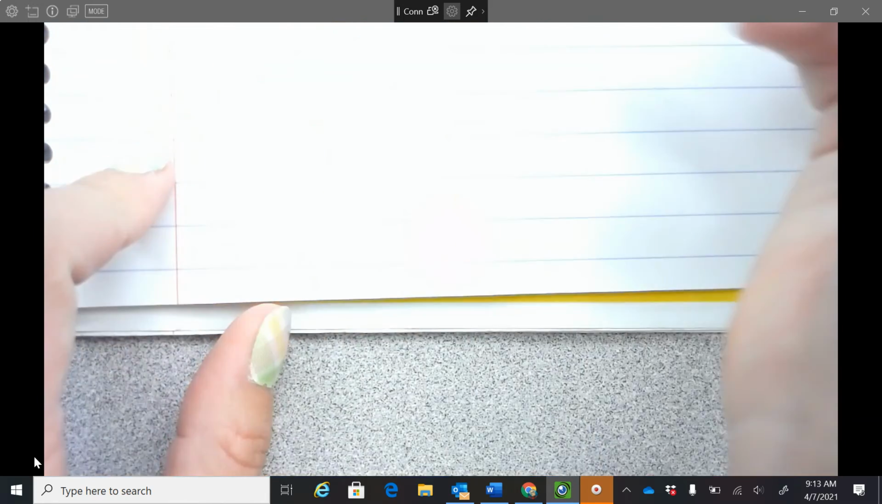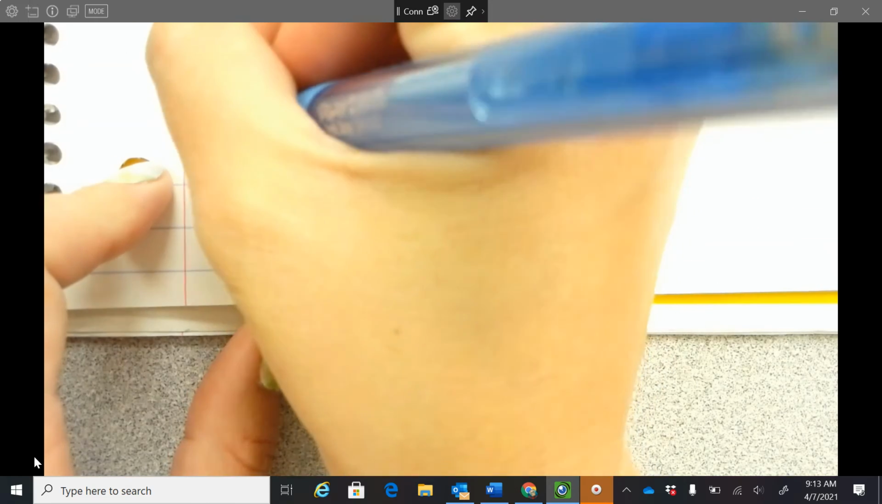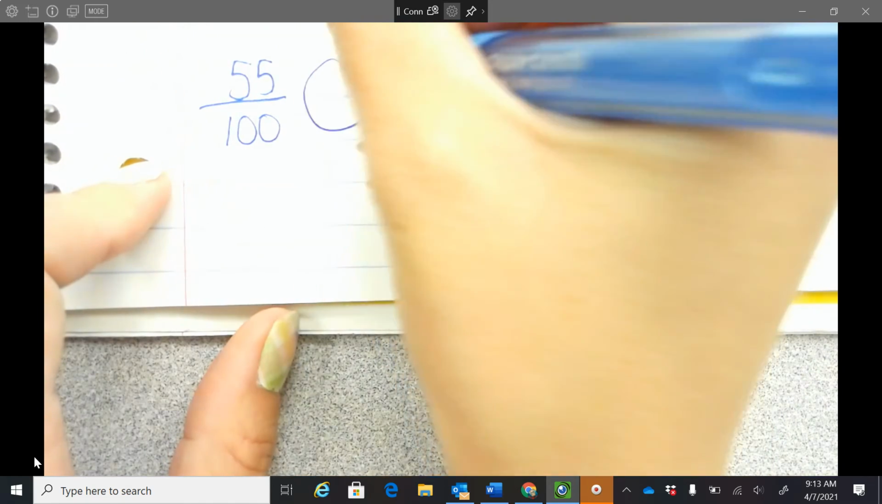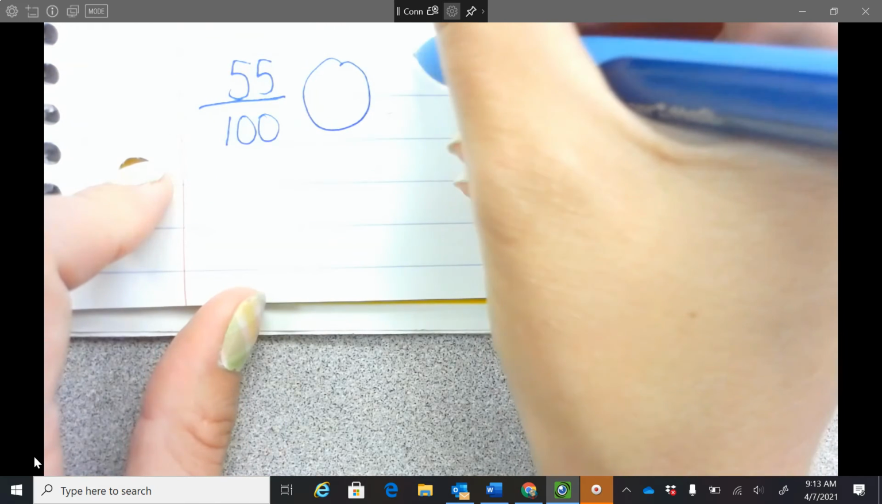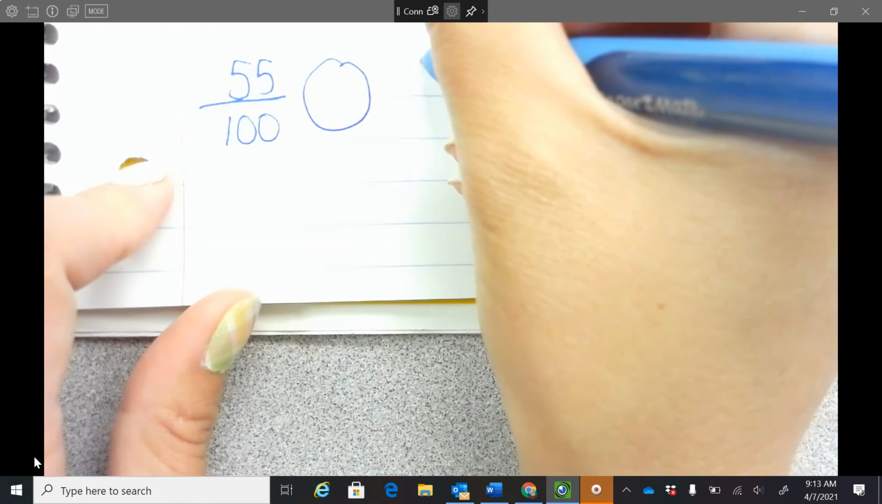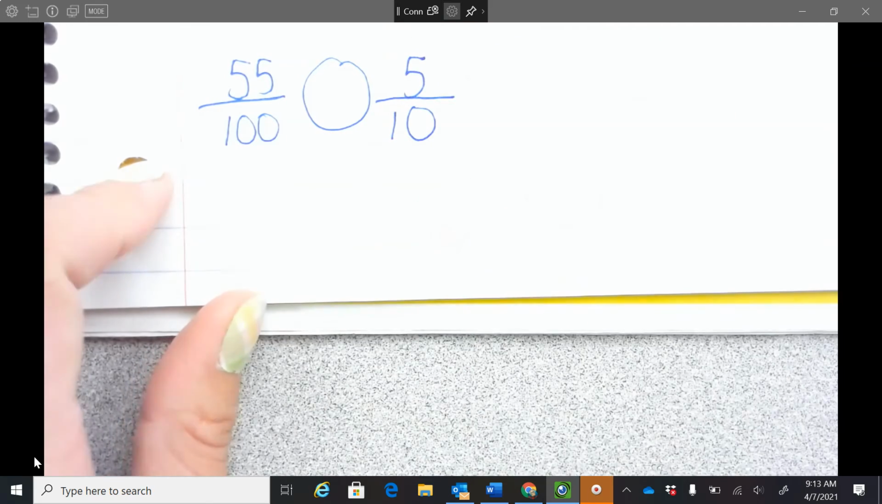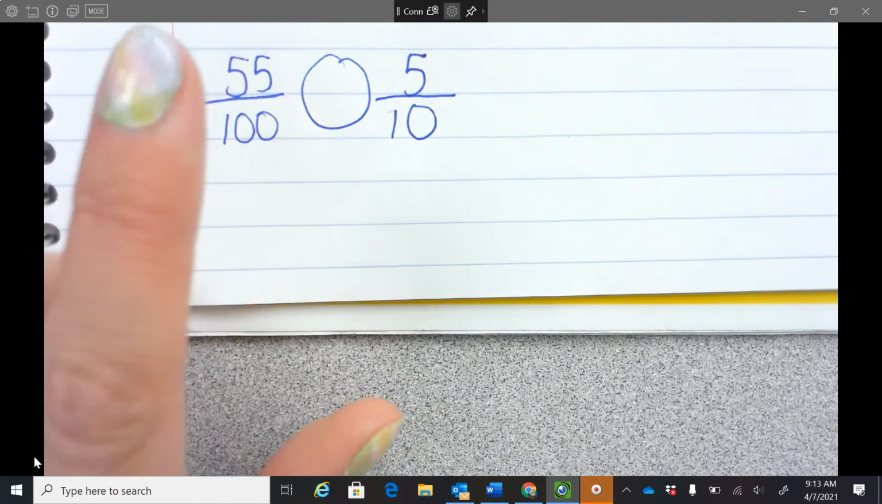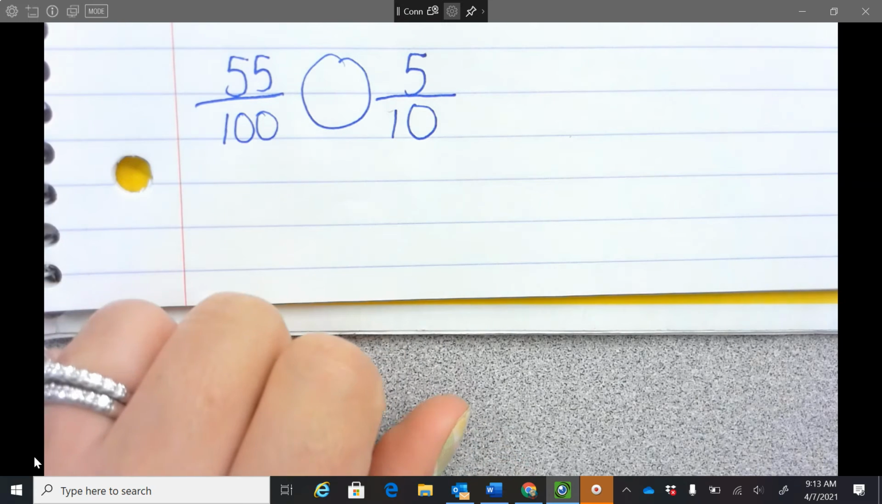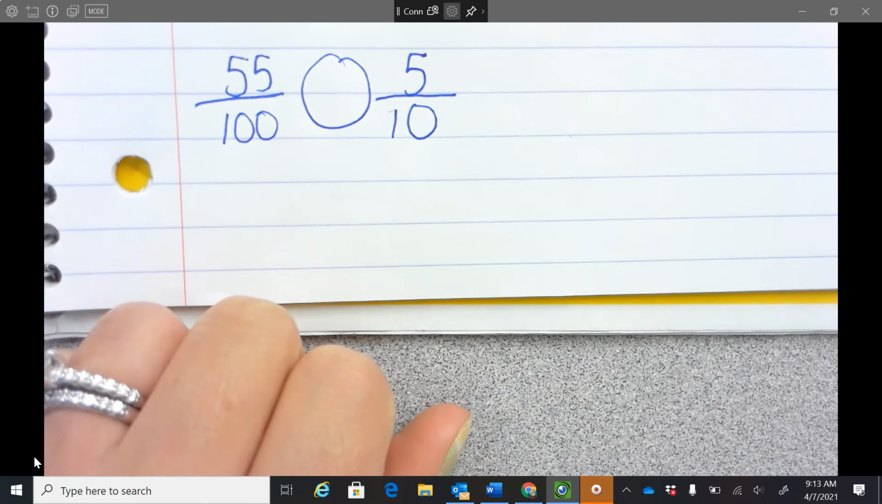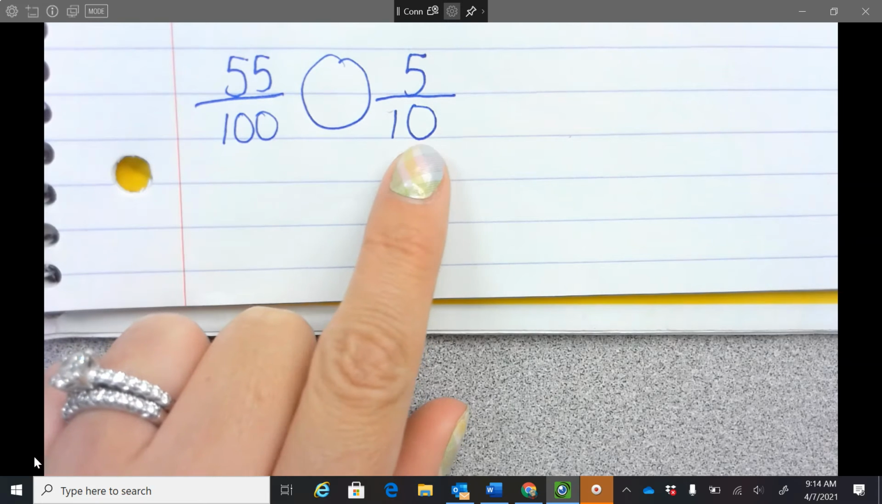What if you had 55 hundredths and I wanted to see if that was greater than or less than 5/10? 55 hundredths or 5/10? Remember, our first step is going to be make this have a common denominator of 100.